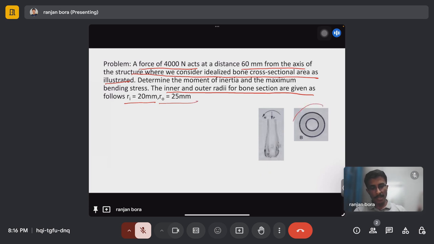So this is the section of the bone, and force P equal to 4000 Newton, acting at a distance of 60 mm. This is P, and if we consider this as our axis, then this distance is 60 mm.